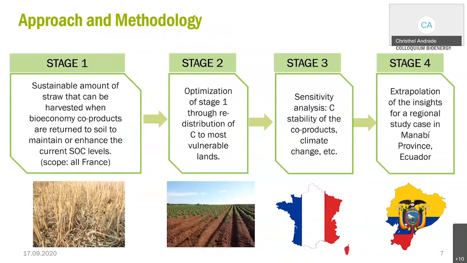Our project is divided into four different stages. The first stage is to determine the amount of straw that we could harvest when we consider the return of the co-products to maintain the soil levels or enhance them. Then we are going to optimize this through the redistribution of the carbon to the most vulnerable lands first. We are going to perform sensitivity analysis on the stability of the co-products, the climate change, and other factors that could affect us. And at the end, we are going to extrapolate this methodology to a static case in a province in Ecuador, the province of Manabí.